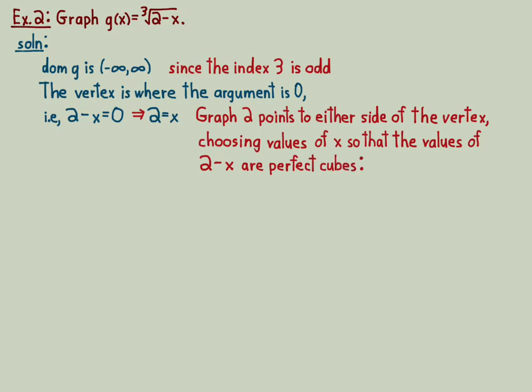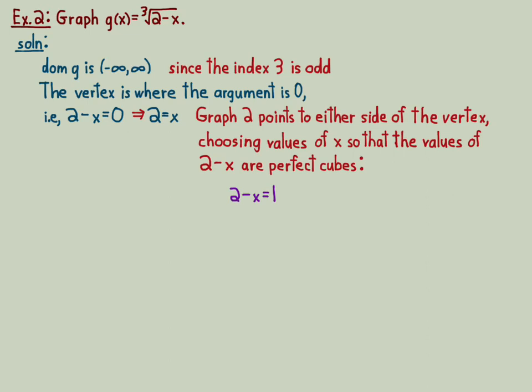Why do you do that? Because you're going to take the cube root of it, and it's a lot easier to graph if you end up with the cube root being an integer. So I just planned this out in advance. So I already have, when x is 2, 2 minus x is 0. The cube root of 0 is 0. So I already have the 0 when 2 minus x is 0.